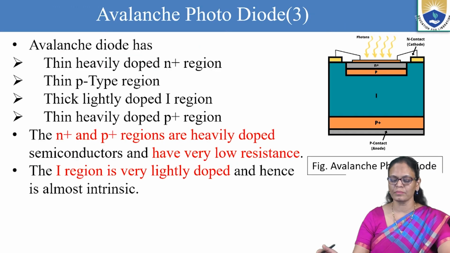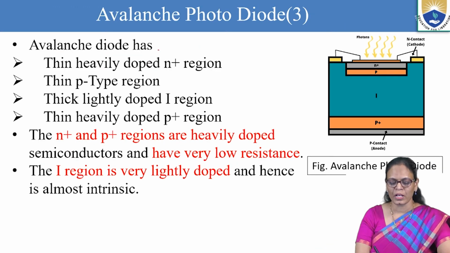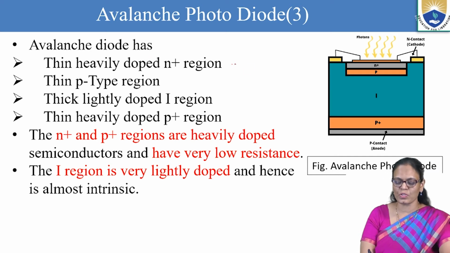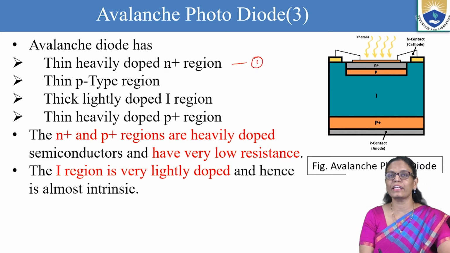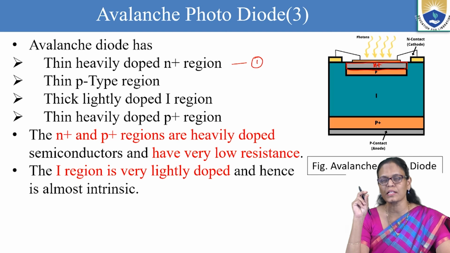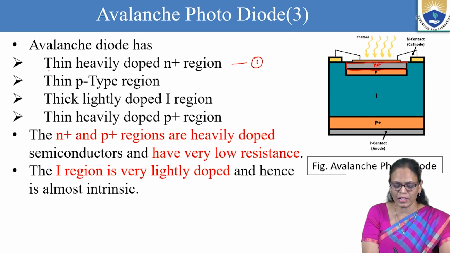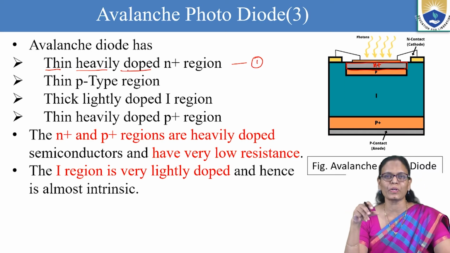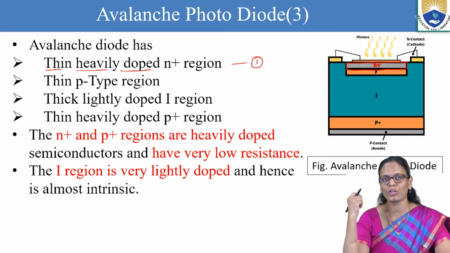So let us see the different regions. What are the different regions in the avalanche photodiode? The first one is the thin and heavily doped N plus region. If you see the figure here, this gray area is the N plus region, and it is thin. Heavy doping always results in thin layers. Heavily doped means the concentration of impurity atoms that are added is more. That is why we call it heavily doped, and it is a thin region.